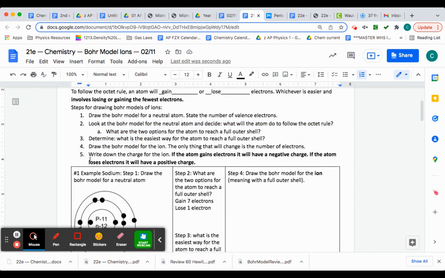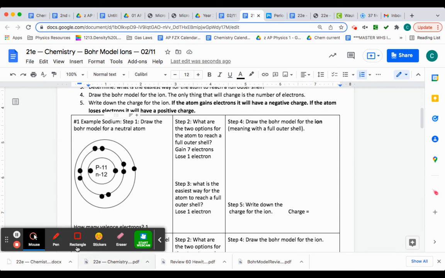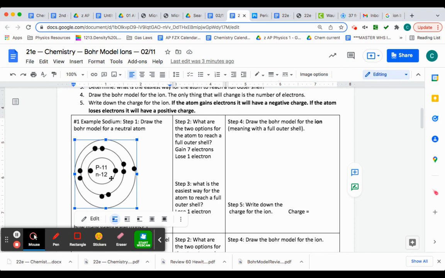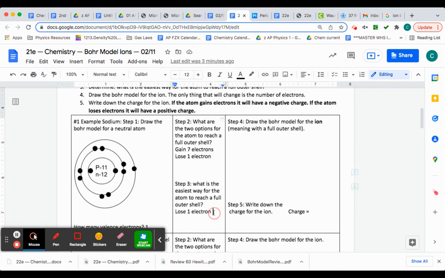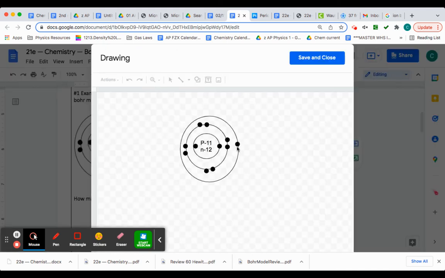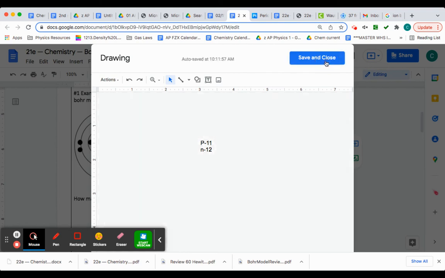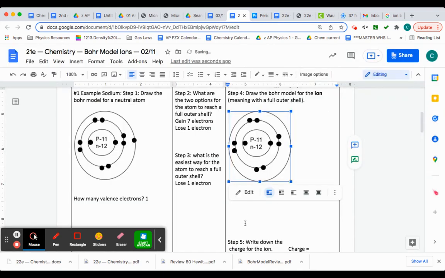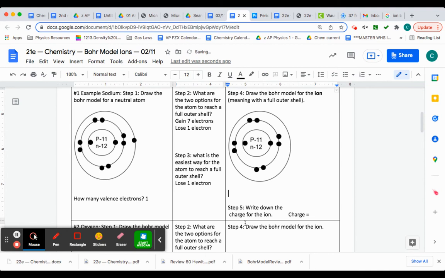Step 4, we need to draw the Bohr model for the ion. So to draw the Bohr model for the ion, this means there's a full outer shell. So I'm basically going to do the same thing, except I'm going to lose 1 electron. So I'm going to paste my image because that's quicker, and then just edit it. So now I'm losing 1 electron. So I'm just going to delete that, save and close. And there is my ion.